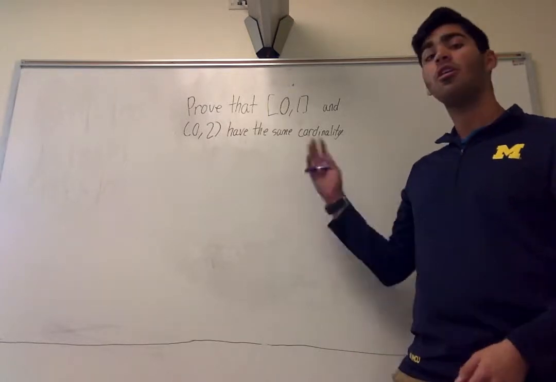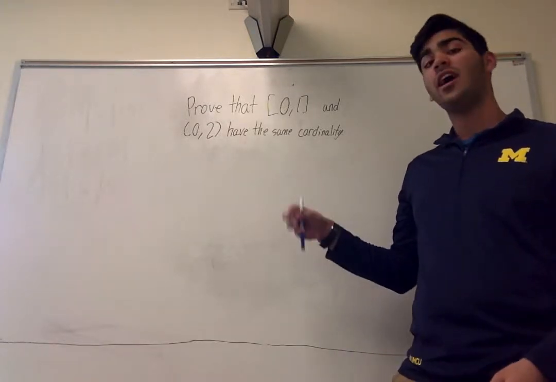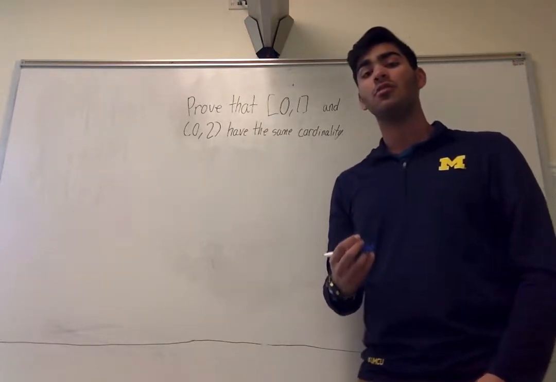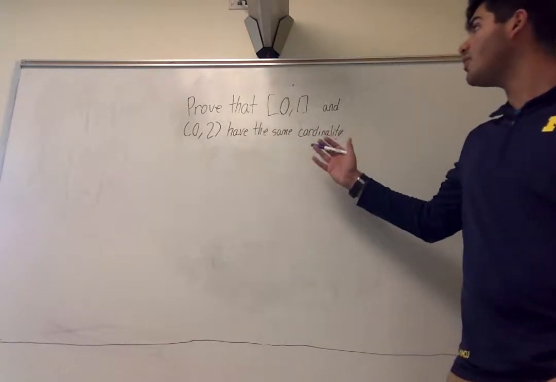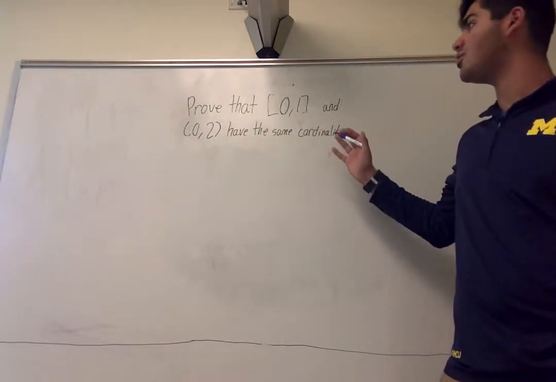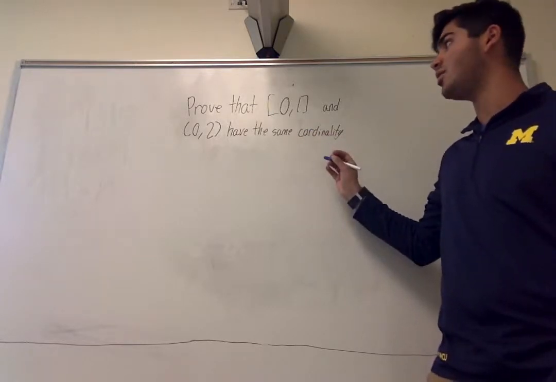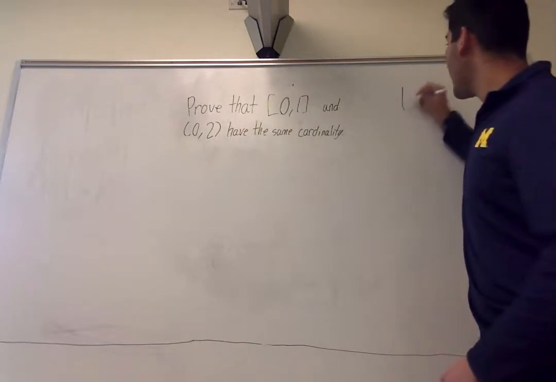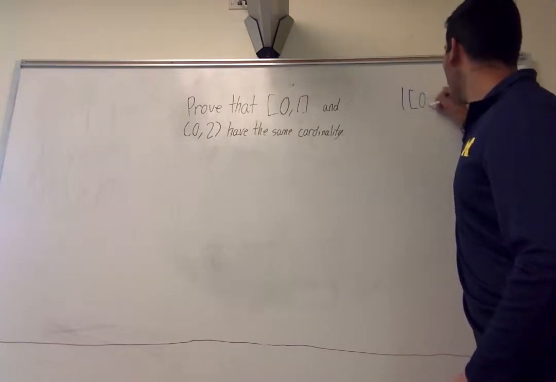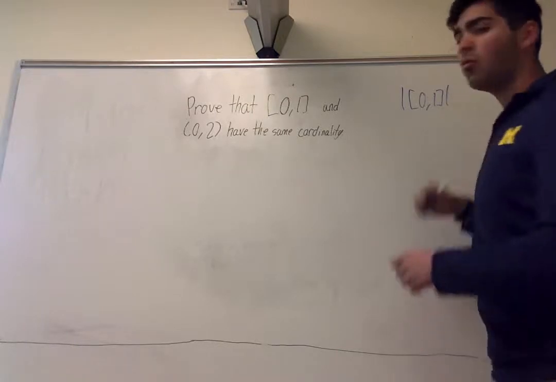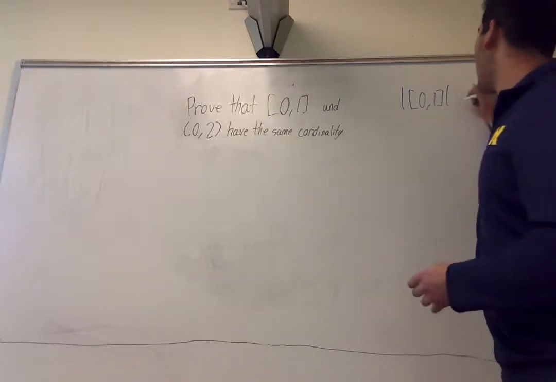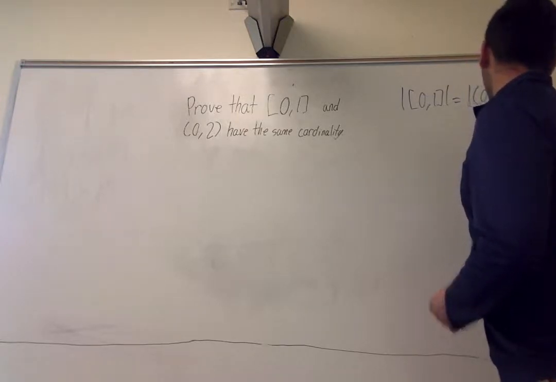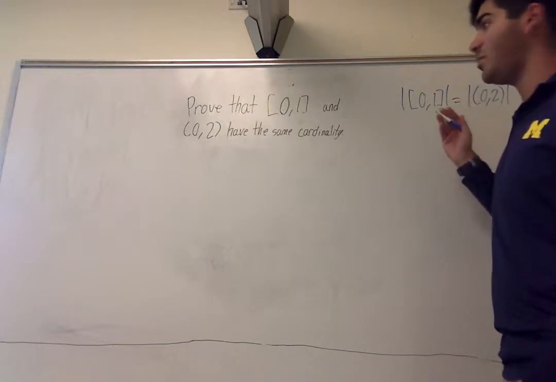Today we're learning about cardinality of sets and specifically how we can use one-to-one functions to prove those. Without further ado, let's get to the question. Prove that the set of 0 to 1 inclusive and the set of 0 to 2 exclusive have the same cardinality. Essentially, we want to show that the cardinality of the set 0 to 1 inclusive, which I'll just be calling set A from now on, is equal to the cardinality of the set 0 to 2 exclusive, which I'll be calling set B.